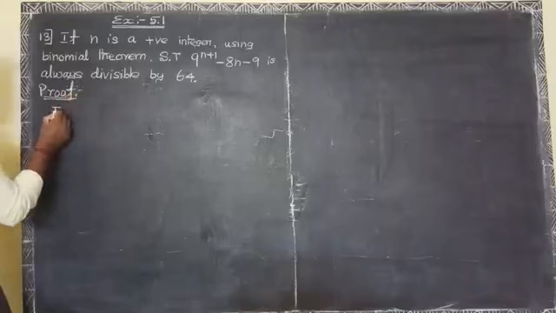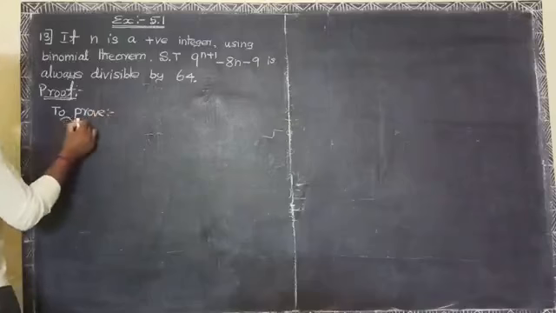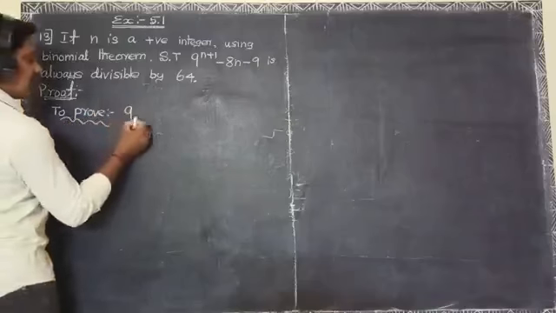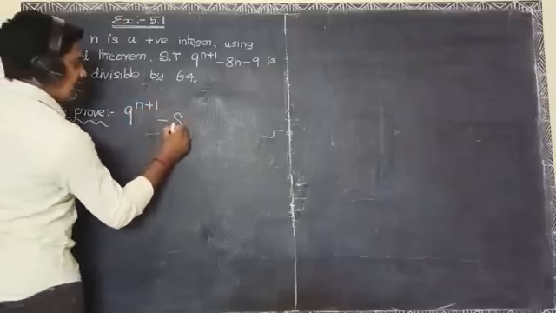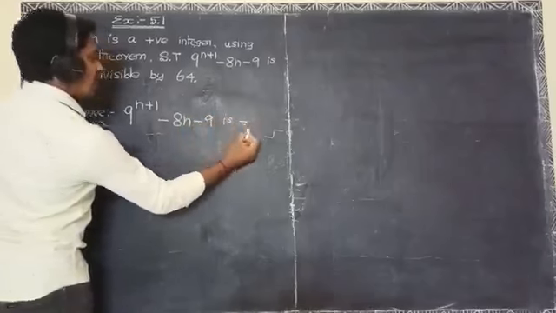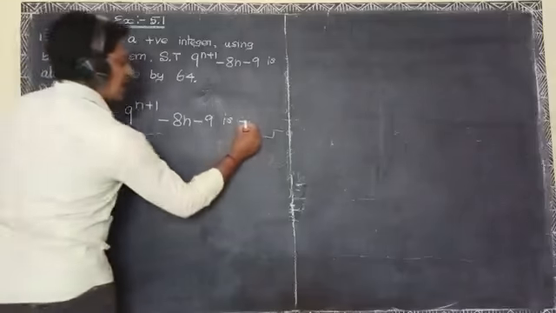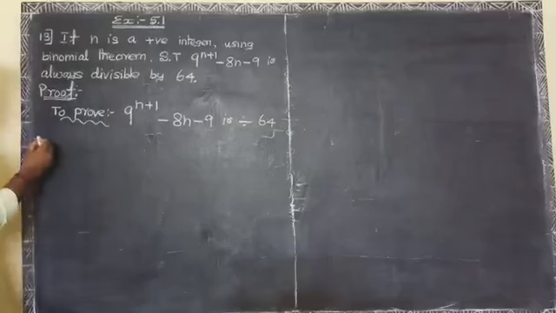To prove, the result is 9 power n plus 1 minus 8n minus 9 is divisible by 64.